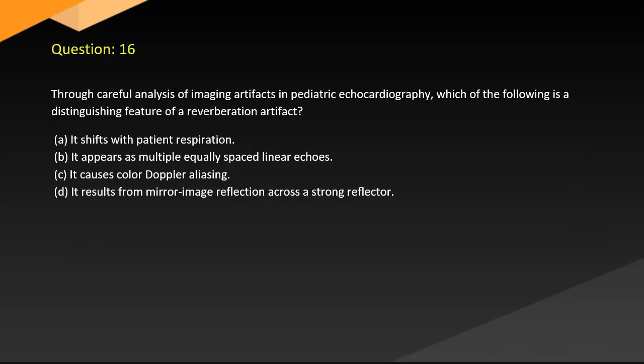Question 16. Through careful analysis of imaging artifacts in pediatric echocardiography, which of the following is a distinguishing feature of a reverberation artifact? A. It shifts with patient respiration. B. It appears as multiple equally spaced linear echoes. C. It causes color Doppler aliasing. D. It results from mirror image reflection across a strong reflector.